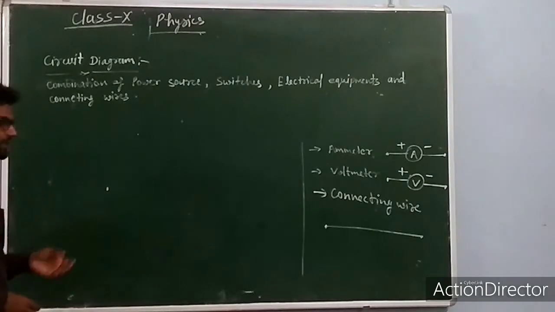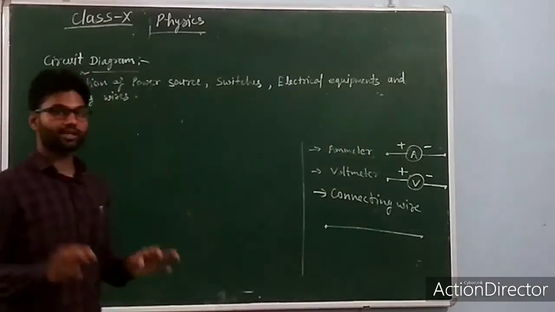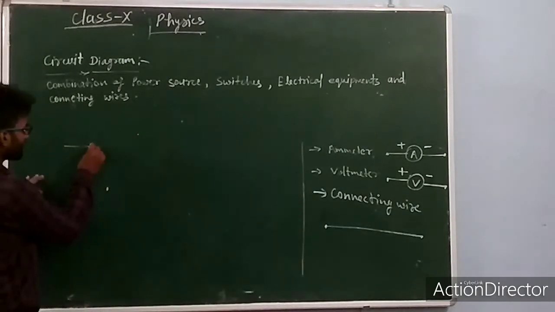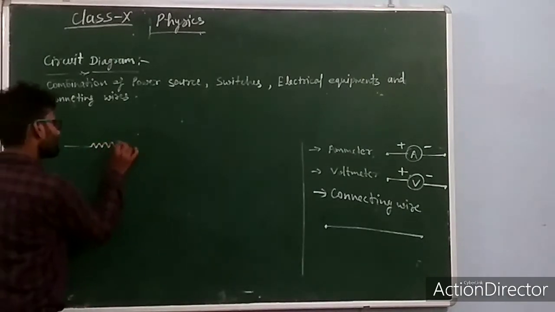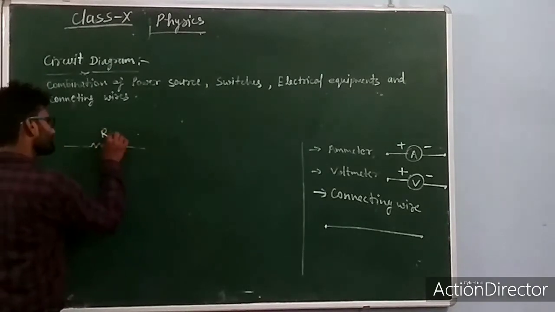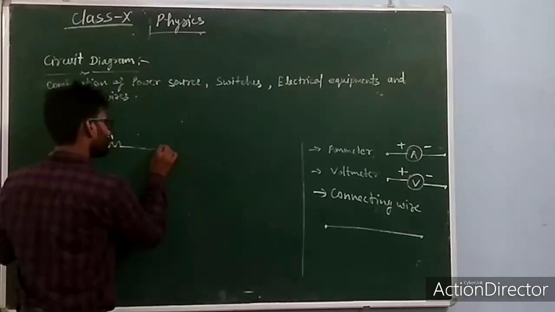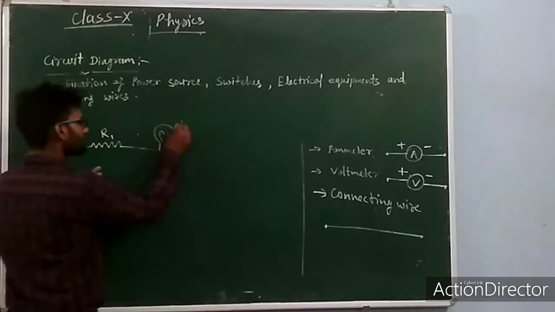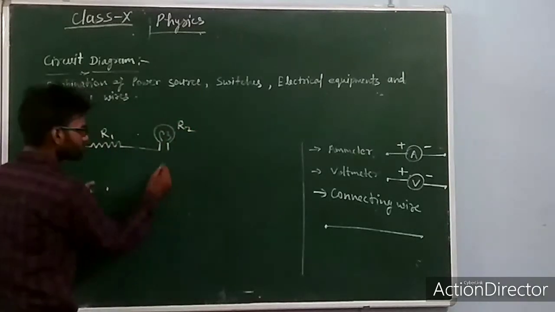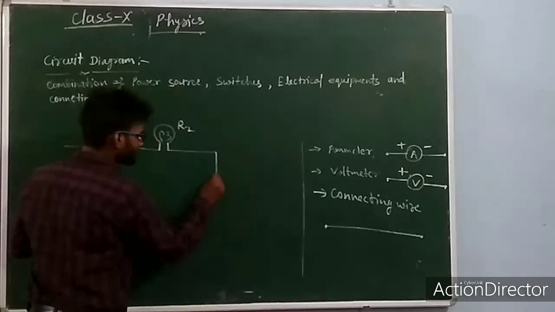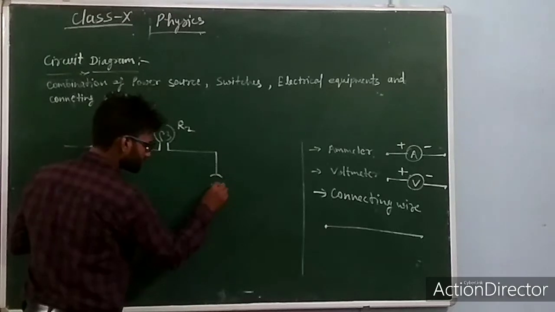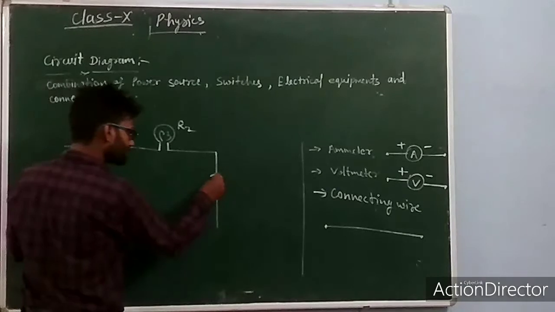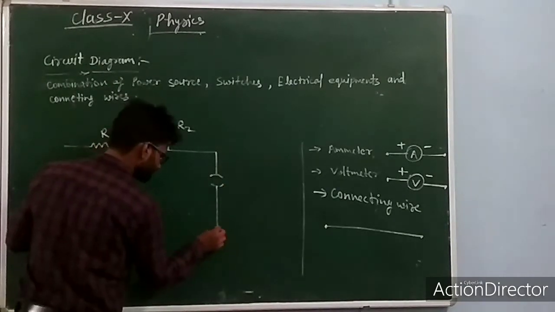Now I am going to take one example to draw a circuit diagram, right? So one circuit diagram is there having one resistance R1, one bulb is also connected here, and this bulb has the resistance R2. One electrical switch is connected here, that is initially in off condition, open switch.